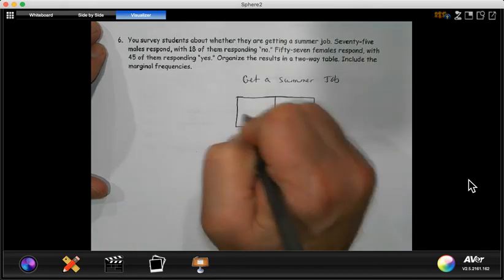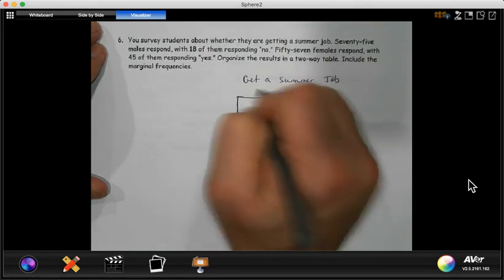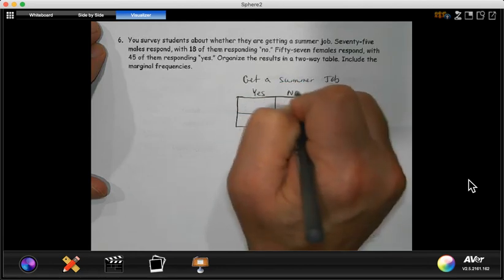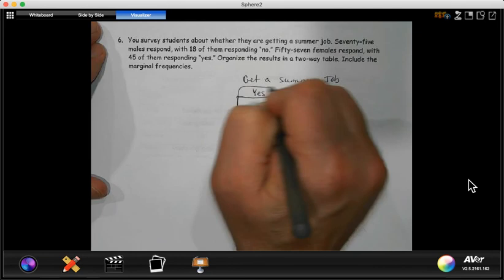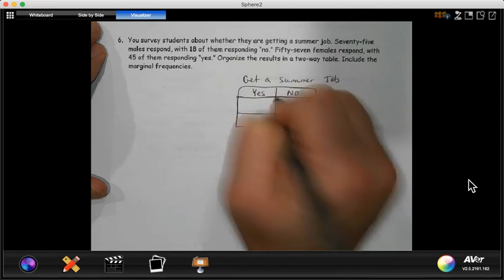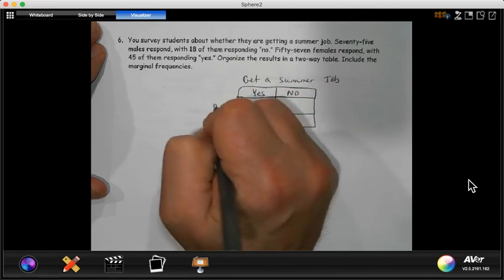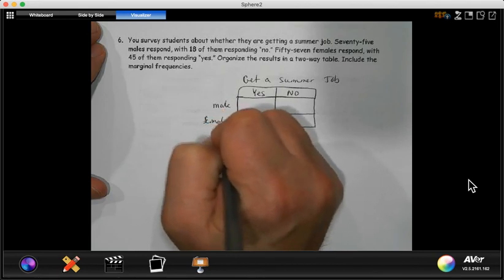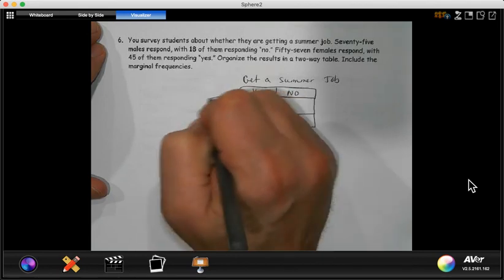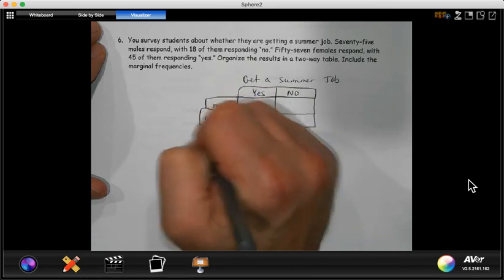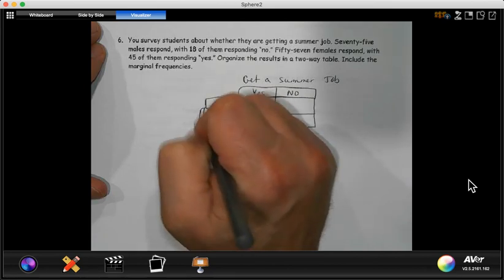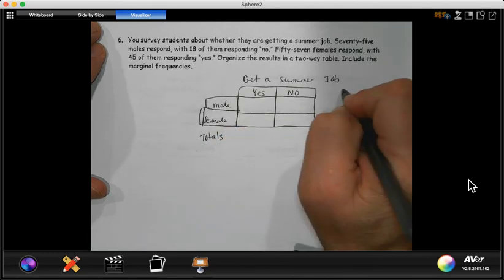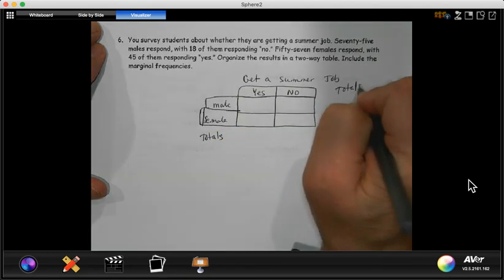So there's my two-way table. Get a summer job, yes or no. I'm going to put a little box around those guys with that. And then you have male and female. So put boxes around those guys. Oops, didn't need to bump it out like that. And then I have totals and totals.